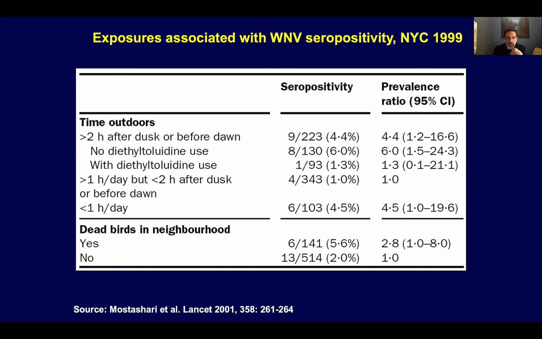I mentioned 2.6% positive in the entire survey, but if you looked at different groups, such as those that spent more than 2 hours outdoors after dusk or before dawn, when these particular mosquitoes that spread West Nile were out, the prevalence was higher. If they did not use mosquito repellent, their prevalence was also very high, and if they did use mosquito repellent, it was lower. And also whether they saw any dead birds in their neighborhood. If they did report seeing dead birds, they were more likely to be positive. So this notion of dead birds as a harbinger for an outbreak or a marker for spread of the virus is pretty substantial.